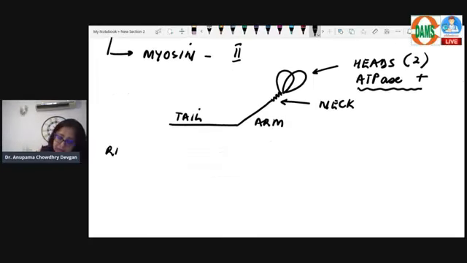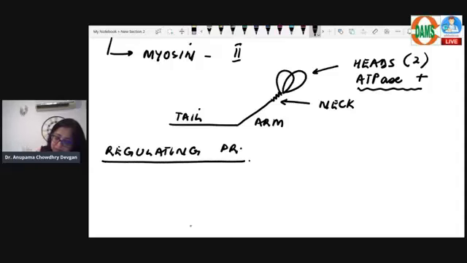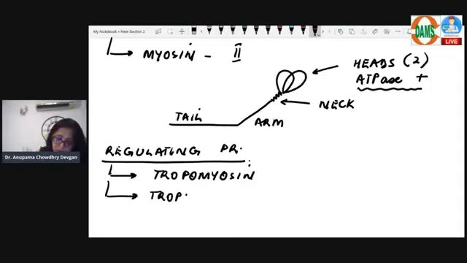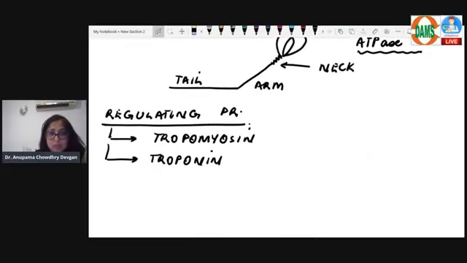Then you have what are known as the regulating proteins. Regulating proteins are tropomyosin and troponin. These are your regulating proteins.